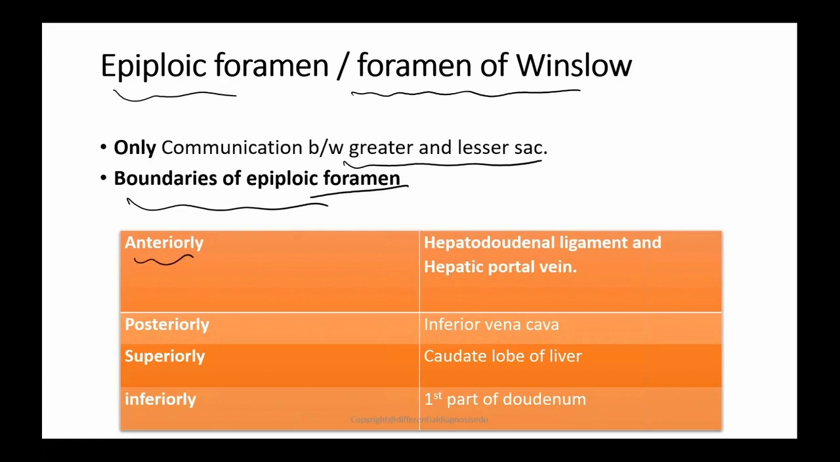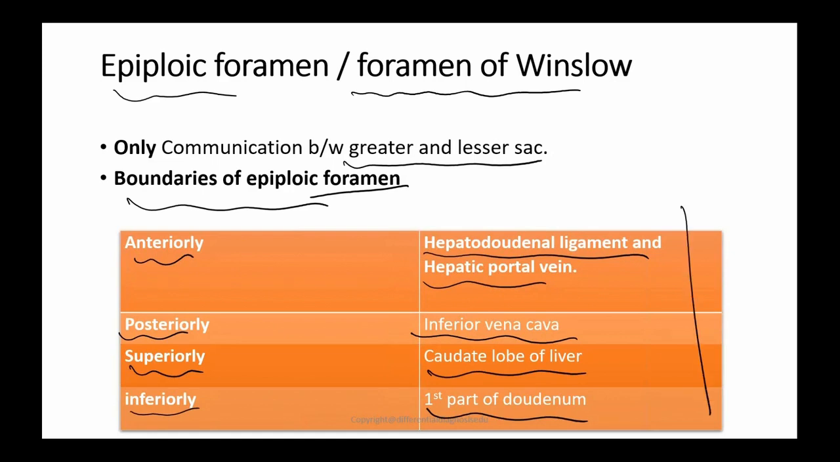Anteriorly, hepatoduodenal ligament and hepatic portal vein. Posteriorly, inferior vena cava. Superiorly, caudate lobe of the liver. Inferiorly, first part of the duodenum. Like I said, they will not ask you about the boundaries. They will ask you the content. So here, this is the epiploic foramen.